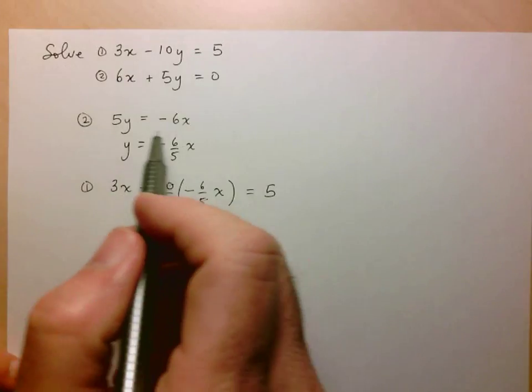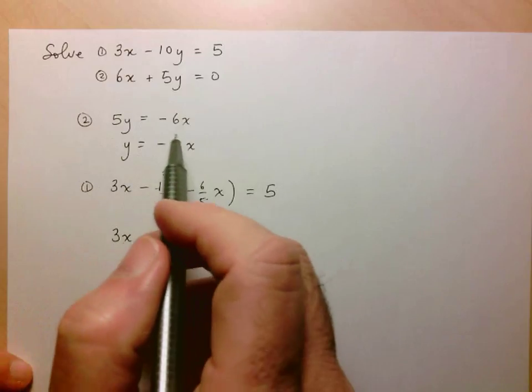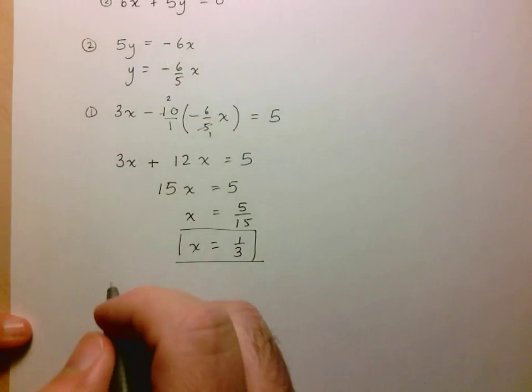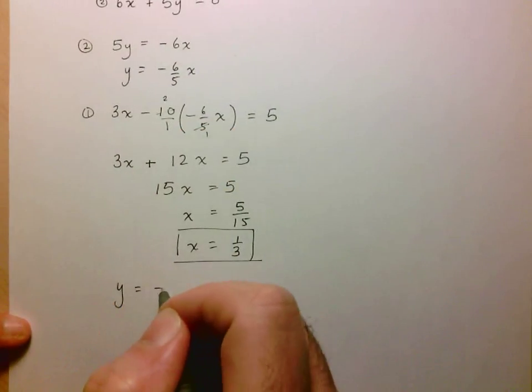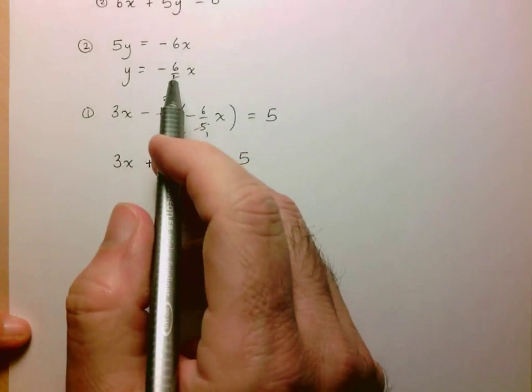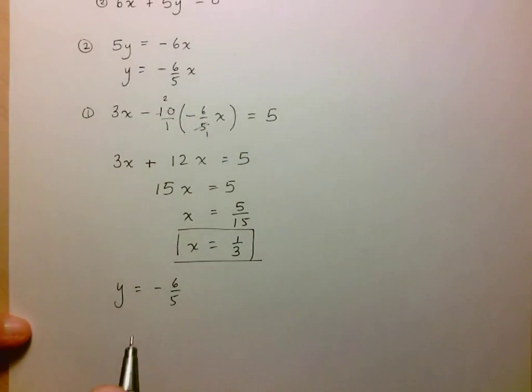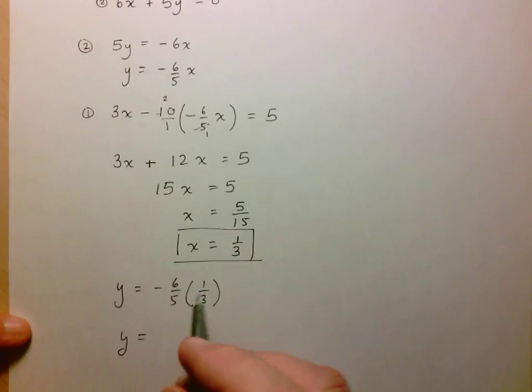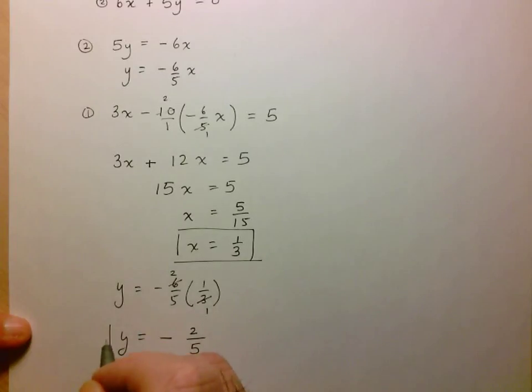Now I notice here, back from step 1, I already had y isolated in terms of x, so this is the easiest equation to use. So here I'll take that, y equals negative 6 over 5, and wherever I see x, I can now replace that by 1/3. And so here y is equal to, well again, the 6 in the numerator will reduce with the 3 in the denominator, so that becomes 2 over 1. So we're left with negative 2 times 1 is 2, 5 times 1 is 5. And there we go, there's our answer for the y value.